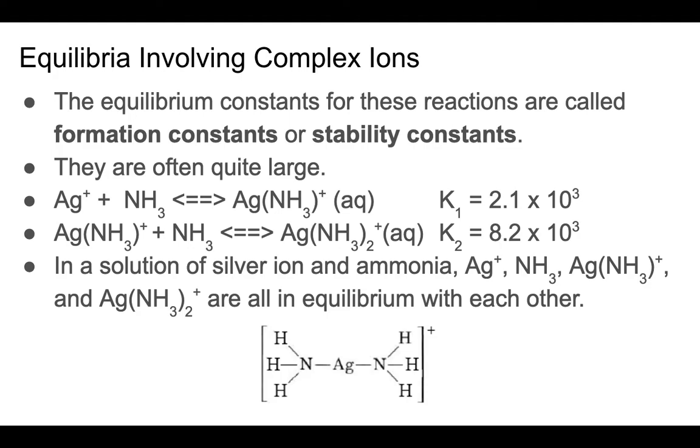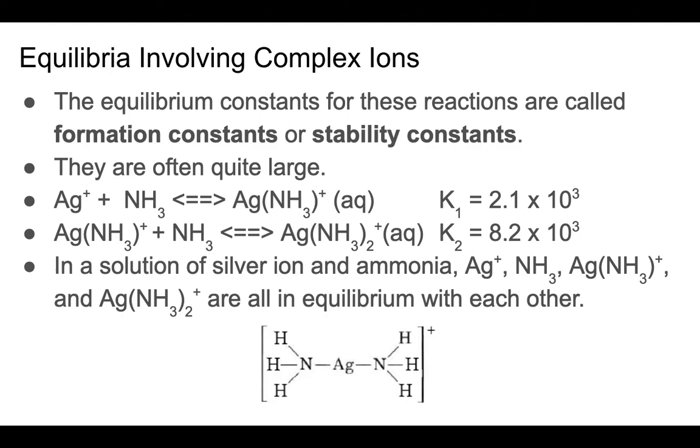In fact, the silver reacting with 1 ammonia has a K of 2.1 times 10 to the third, and then reacting with the second ammonia has a K of 8.2 times 10 to the third. So we put the two reactions together and add them together. Silver reacting with 2 ammonias to make the double complexed silver ammonia complex would have a K something like 1.6 times 10 to the 7th. I believe the math would be. Remember, if you add reactions, you multiply the Ks.